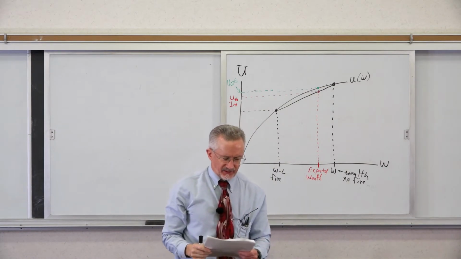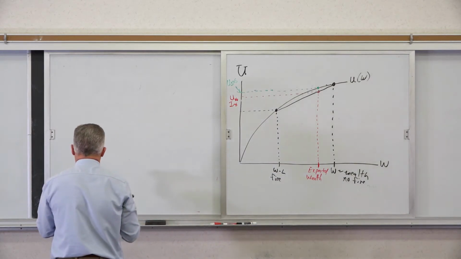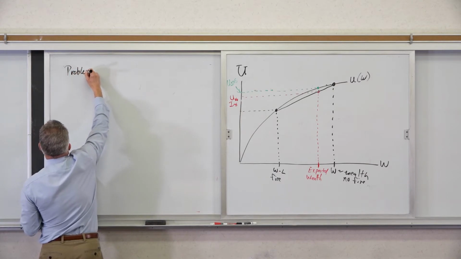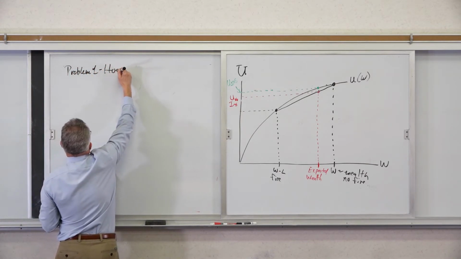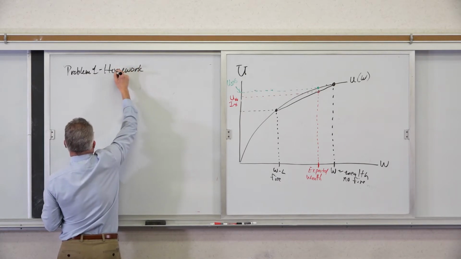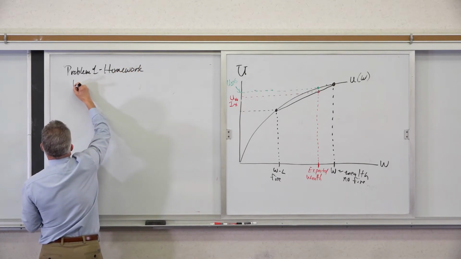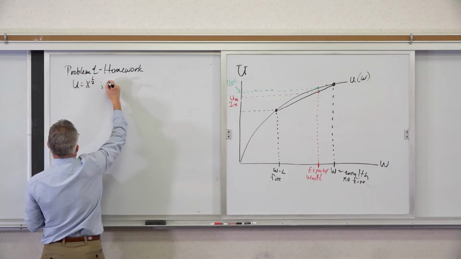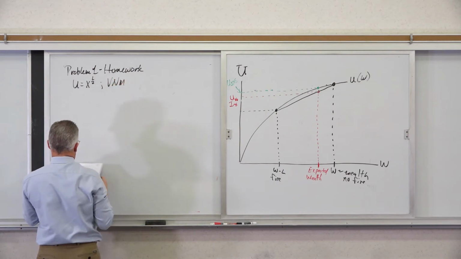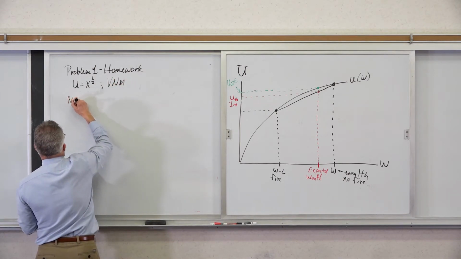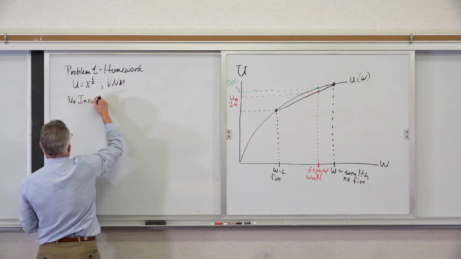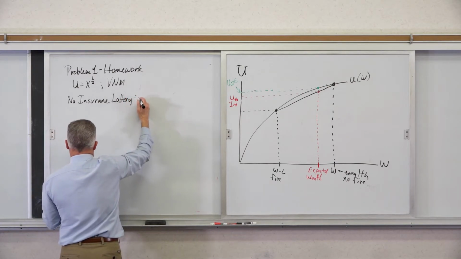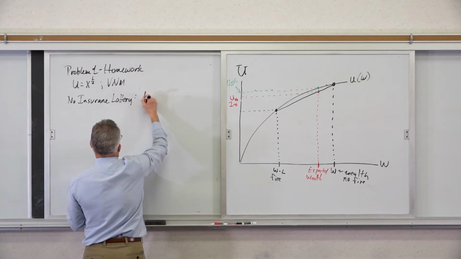I think that you get a lottery with no insurance. You're given a utility function. This is problem one on the homework. Problem one for the homework gives us the following information. Utility is equal to x to the 1/2. It's a von Neumann-Morgenstern utility function. So we'll say it's a von Neumann-Morgenstern expected utility maximizer. And our no insurance lottery is, we'll call it L1.